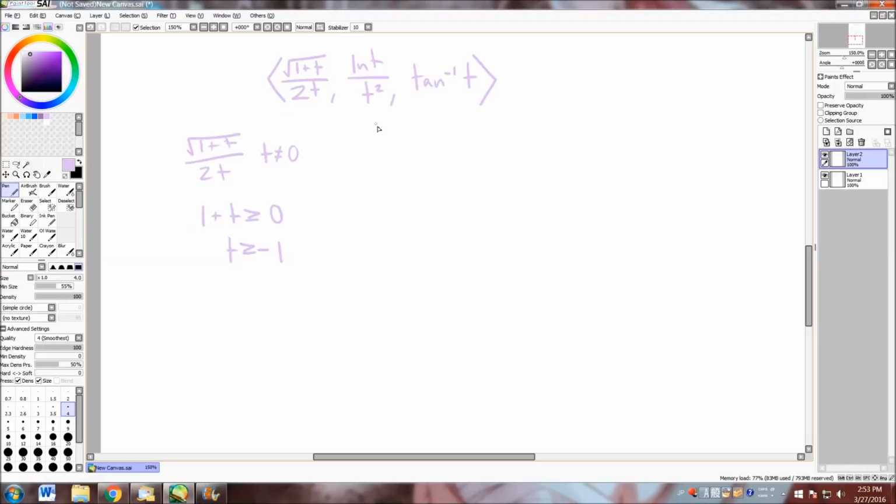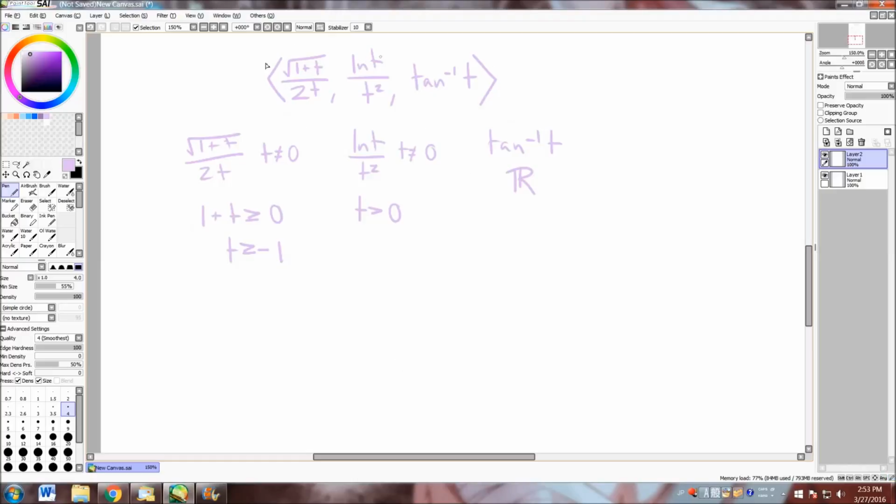Let's move on to the next one, ln of t over t squared. So again, t cannot equal 0. And we can't take a natural log of a negative number or 0, so t has to be greater than 0. Now in the last part, arctan of t, this is defined for all real t.